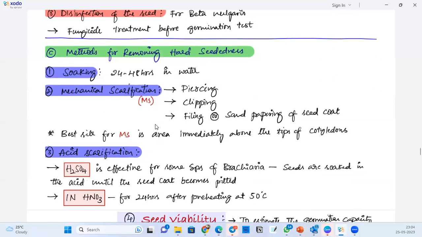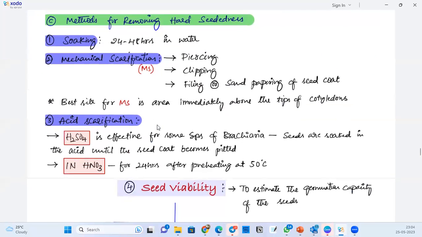What are the methods to remove hard seededness? One is just soaking for 24 to 48 hours. The seed coat can rupture and loosen. That is how the hard seeds can imbibe water. If they are continuously provided with water for a longer period, they will slowly imbibe it. So this is just soaking.